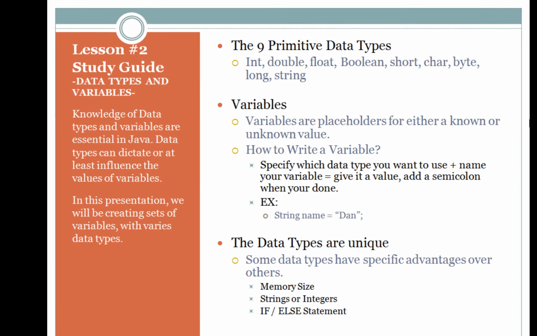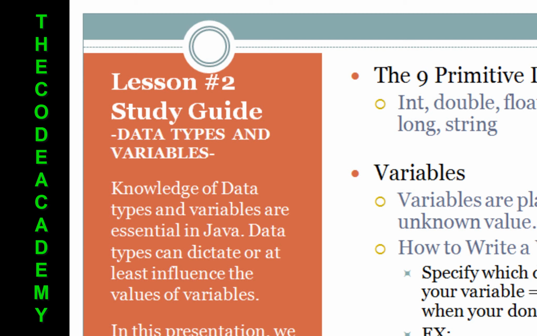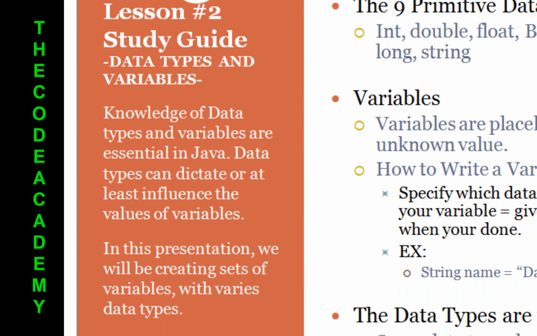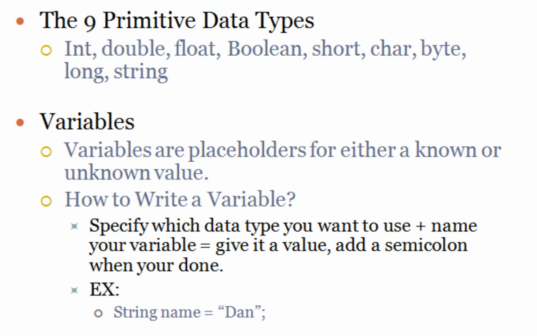So, welcome back. What we are doing in lesson number 2 for the study guide is going over what exactly data types and variables are. Knowledge of data types and variables is essential in Java. Data types can dictate what you can do and what you cannot do at times. The 9 data types are int, double, float, boolean, short, char, byte, long, and string. They all have their own unique aspects.